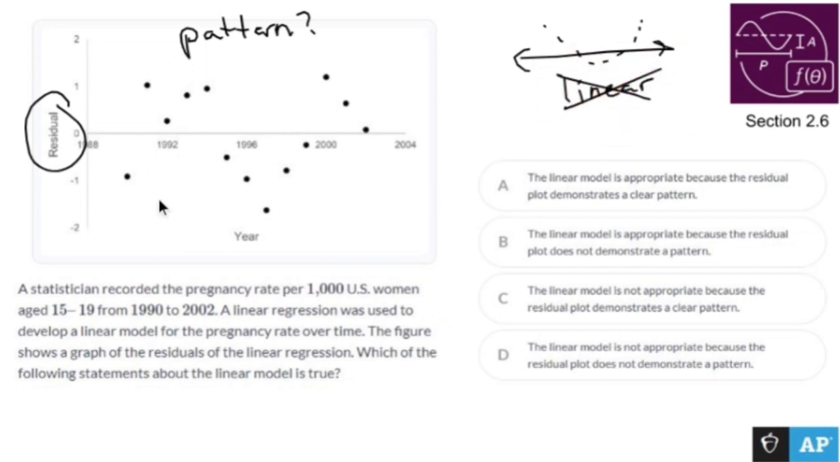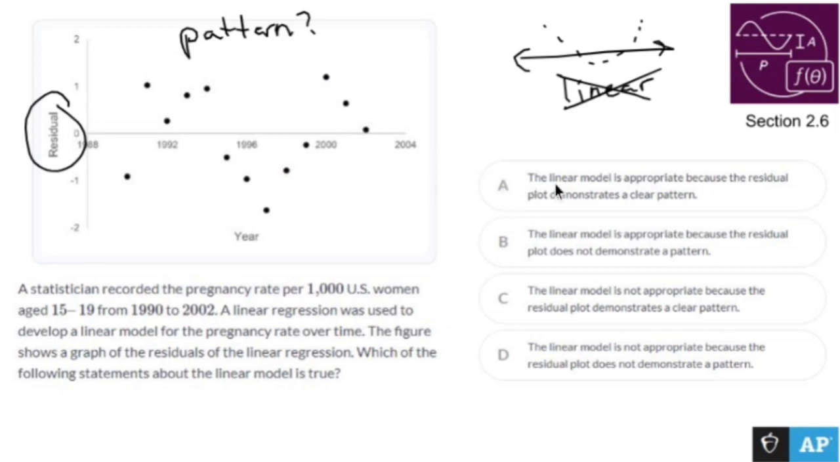So I don't see a pattern. I have a dot down here, 4 dots up here, 5 dots down there, 3 dots up here. I don't have anything quadratic. That doesn't look cubic or anything like that. It's not like you're going to be like, oh, yeah, I could definitely do that. No, not really. I don't have any pattern. So since I don't have a clear pattern, linear is appropriate.